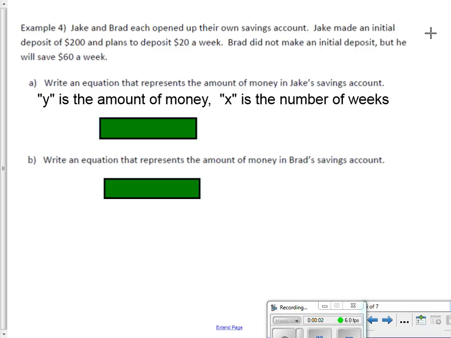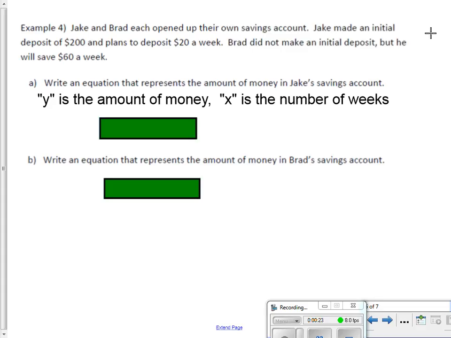For our last video of the notes, we are on our last example, example number 4, and it says that Jake and Brad each opened up their own savings account. Jake made an initial deposit of $200 and plans to deposit $20 a week. Brad did not make an initial deposit, but he will save $60 a week.